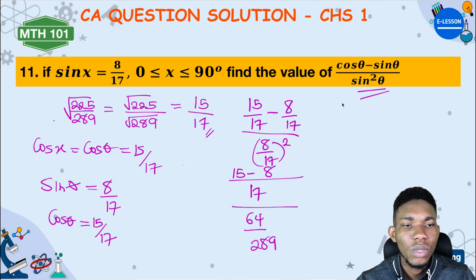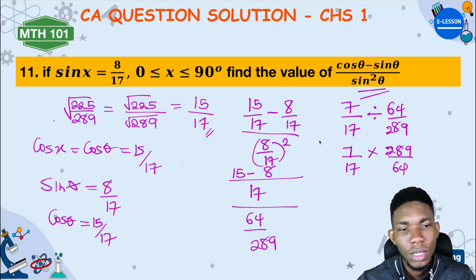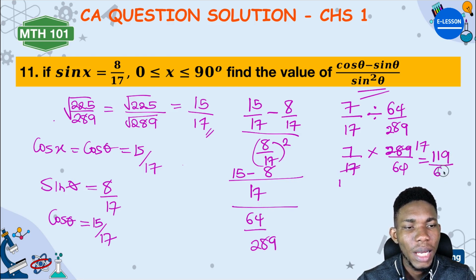15 minus 8 will give us what? 7 over 17 divided by 64 over 289. Which should be 7 over 17 times 289 over 64. Now, 17 going into 17 is 1, 17 going into 289 will give us 17. So 7 times 17 would be equal to what? 119. So 119 divided by 64, and that is the answer to this question.